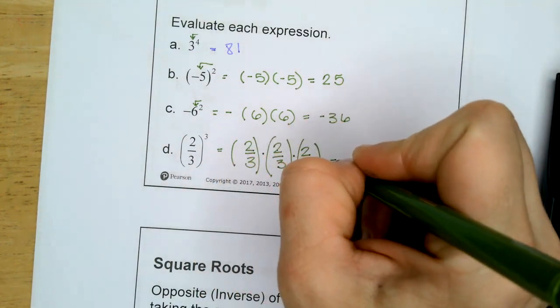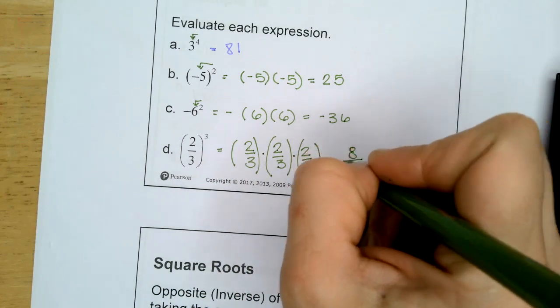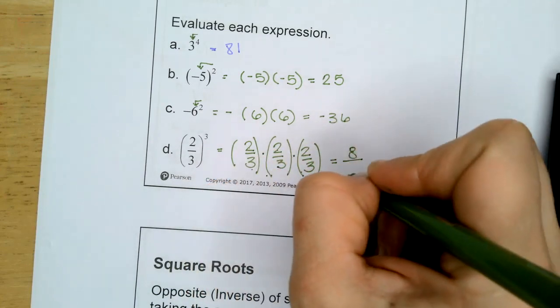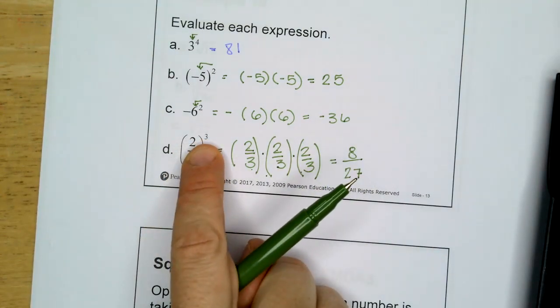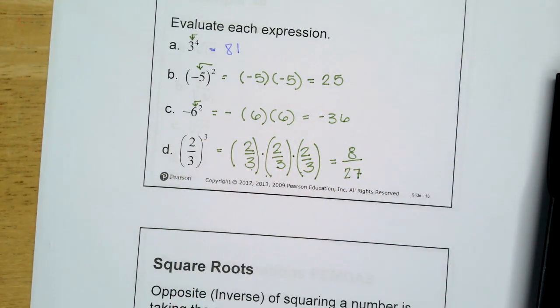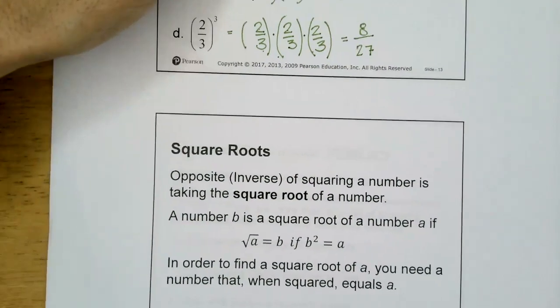2 times 2 times 2 is 8, because 2 times 2 is 4, 4 times 2 is 8. 3 times 3 is 9, 9 times 3 is 27. So our final answer for 2/3 to the 3rd power is 8/27. Good? All right.